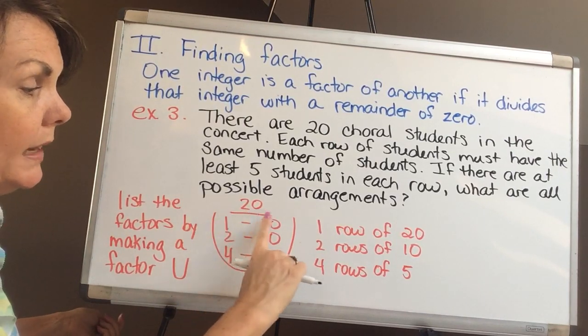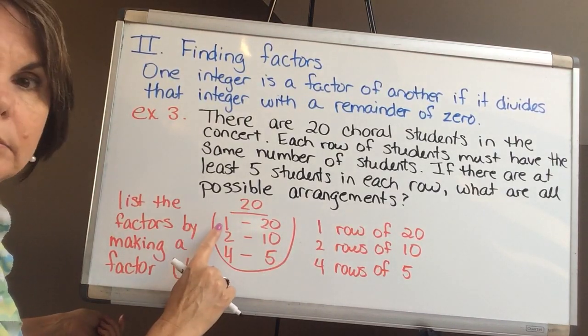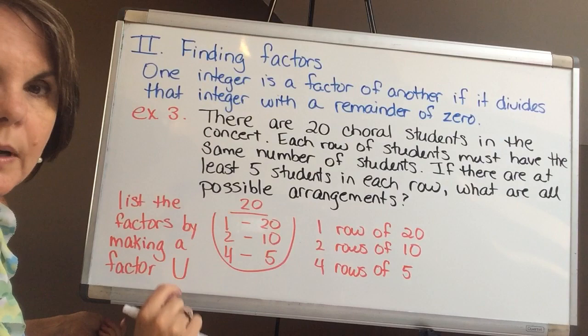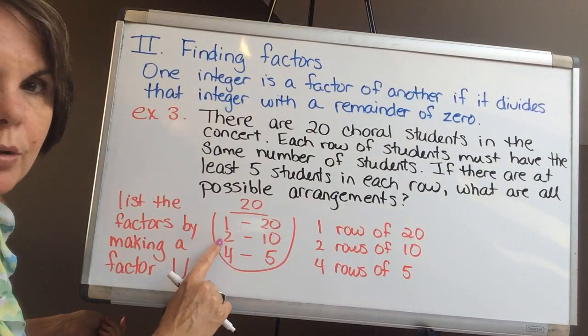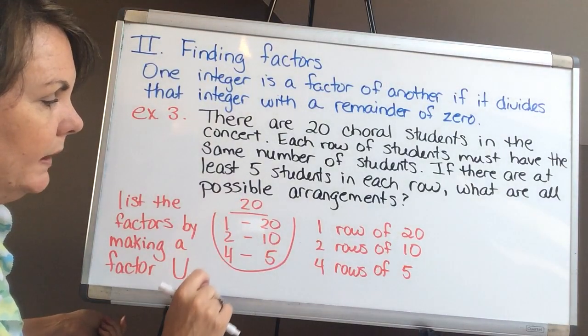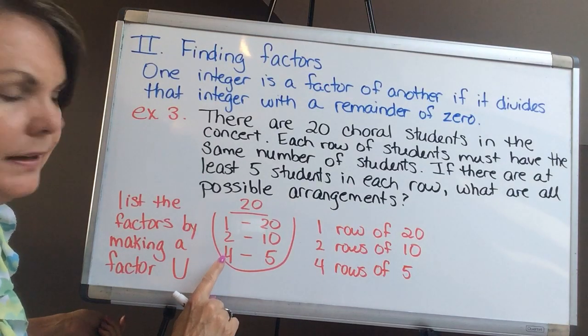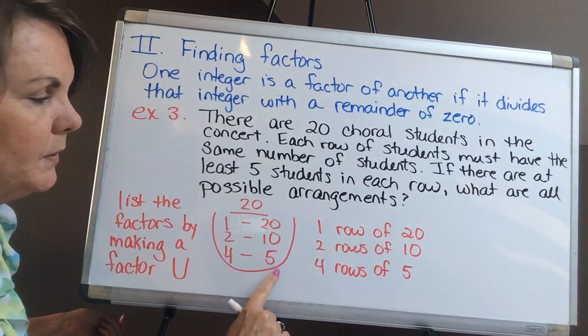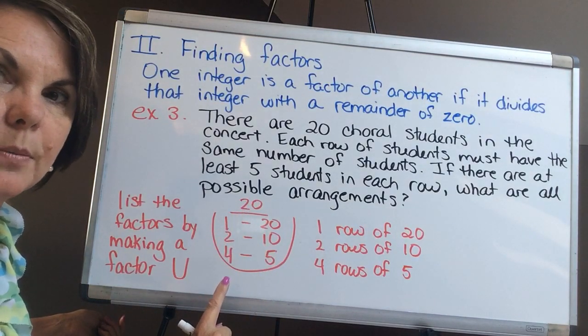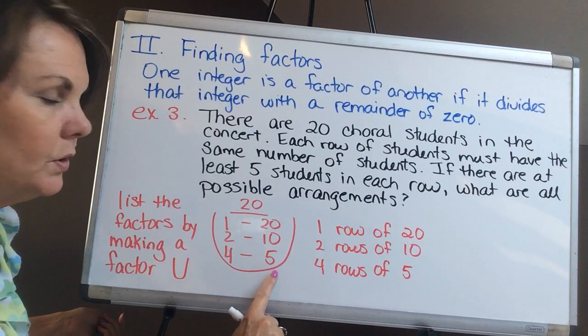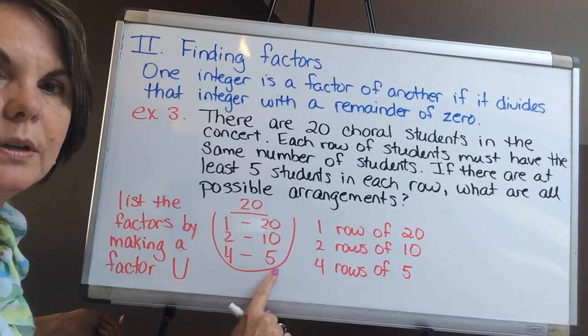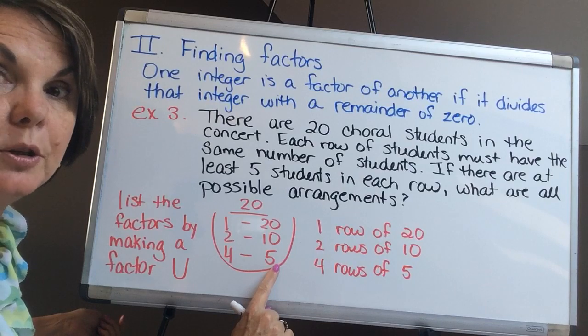So I write the number 20, I underline it. Start with a 1. 1 times 20 is 20. Go in order. 2, no skipping. 2 times 10 is 20. 3 doesn't divide in, so go to 4. 4 times 5 is 20. The next number I would try is 5. Oh, it's already there on this side. Once you get to a number that is on the other side, stop and you're done.